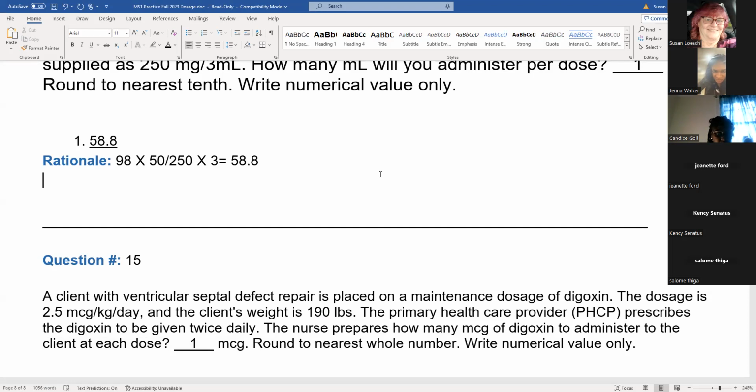The question is asking us how many micrograms to administer at each dose, not mLs here, right? So all we need here is our weight and our desired dose, which is the 2.5 micrograms per kilogram per day. So all you're going to do here is take that 2.5 micrograms and multiply it by your weight. But the first thing you have to do is what with that weight? Convert. Convert it. Okay, so 190 divided by 2.2, and then you're going to multiply that times your 2.5.